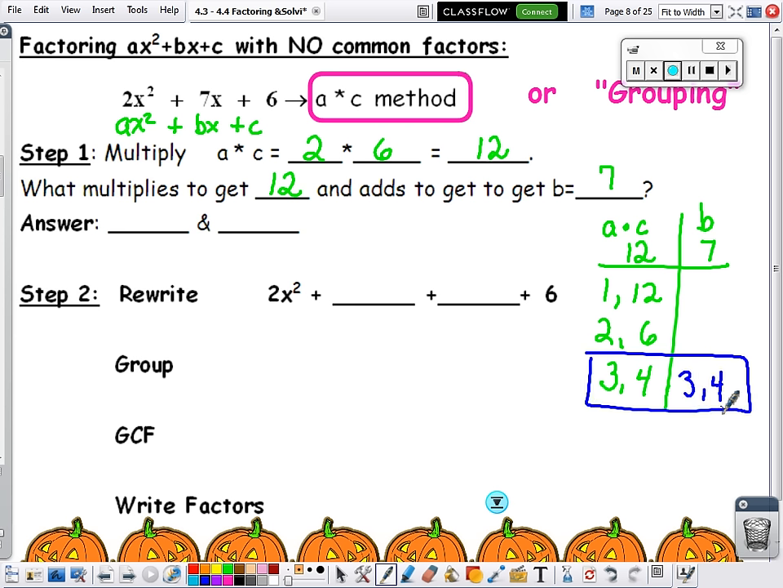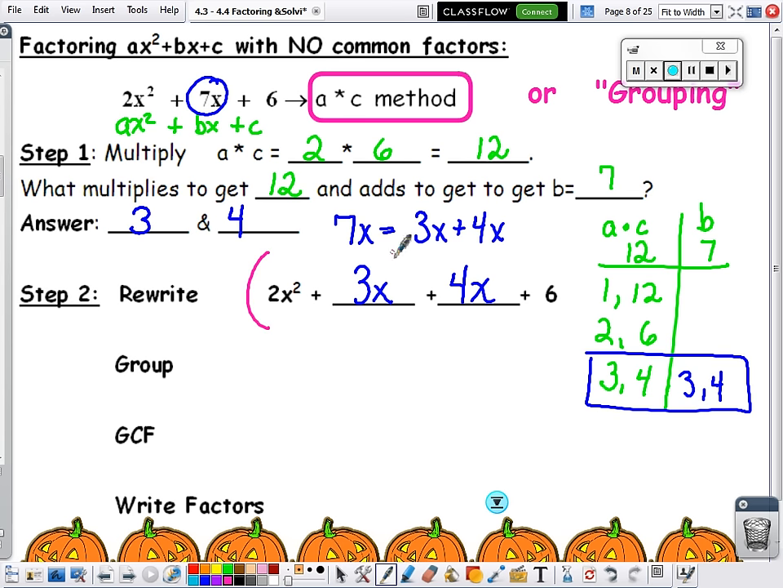So now that we have the 2 numbers, we know it needs to be a 3 and a 4. We are going to go back to our original equation, and we're going to rewrite the middle term, the 7x, using our 2 numbers. So we can rewrite 7x to be 3x plus 4x. If you notice, at this step, we have taken our trinomial and instead of 3 terms, we have 4 terms. And we now can group.